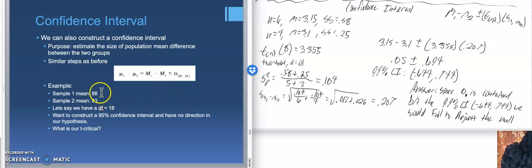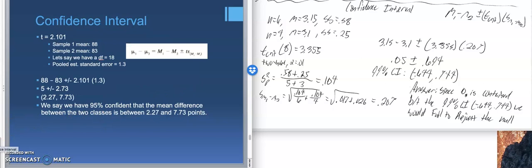We're going to work out this example in a second, but let's say we have a sample mean 1 of 88 and a sample mean 2 of 83. Say our DF is 18, and we want to make a 95% confidence interval, and we don't have an idea of direction. We find our t critical, we find our estimated standard error, and we do some math. So let's go to the next slide where we've worked some of that math out.